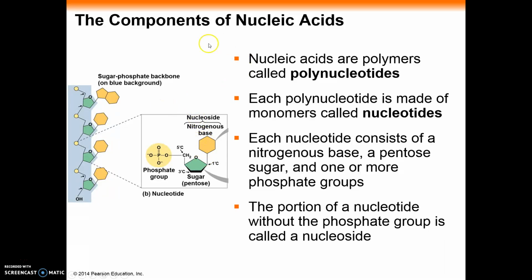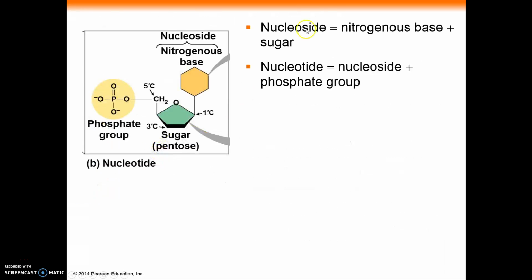If you talk about just the sugar and the nitrogenous base, we call that a nucleoside as opposed to a nucleotide. Tide implies that there is a phosphate group there. So nucleoside is nitrogenous base plus sugar, and the nucleotide, you add on a phosphate group.